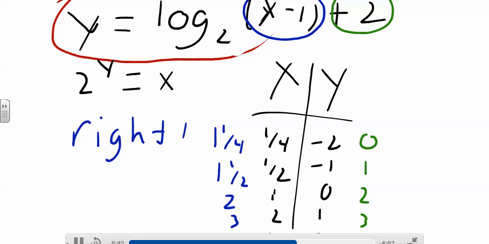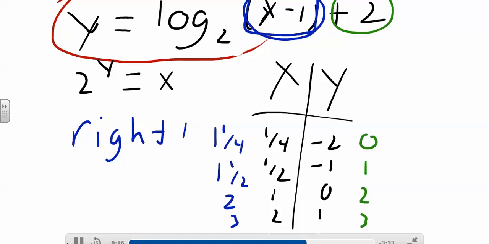The big piece you should be noticing is that the x's aren't getting closer to 0, they're now getting closer to 1. So that horizontal shift is going to dictate where that vertical asymptote is. I'm going to come back over here and sketch my graph. First, I'm going to dash in that vertical asymptote at x equals 1.